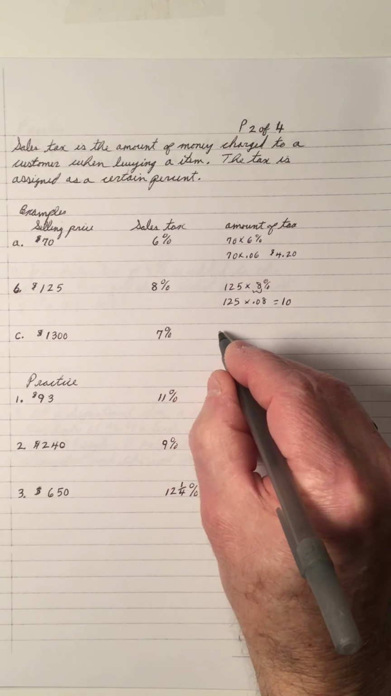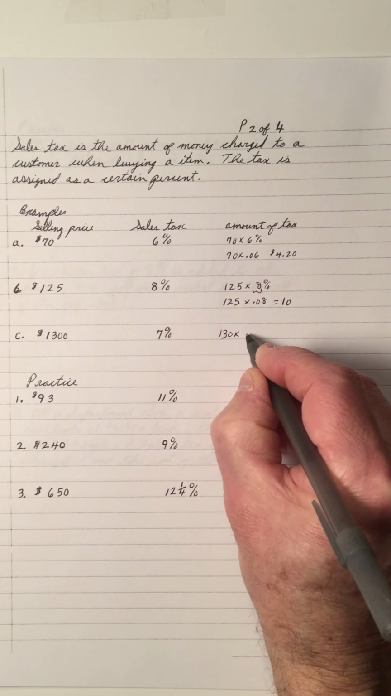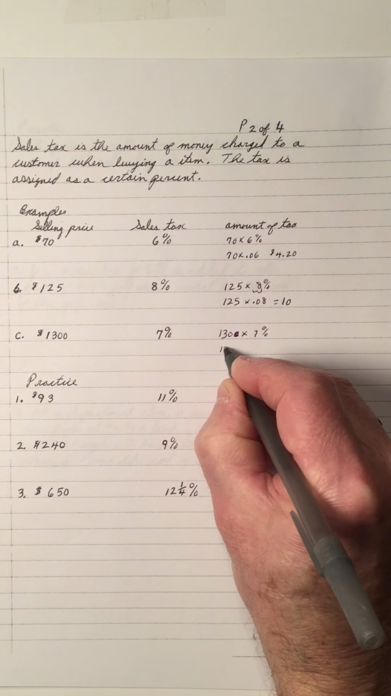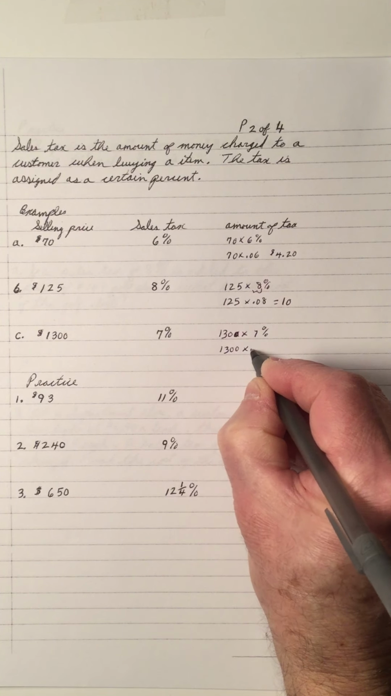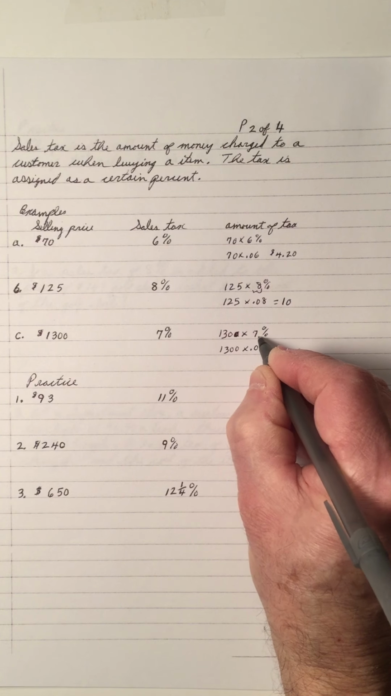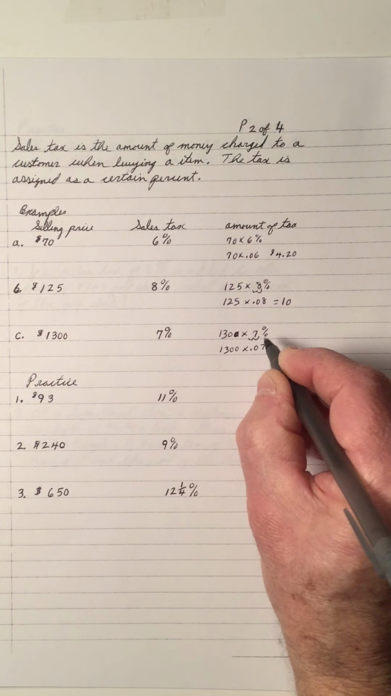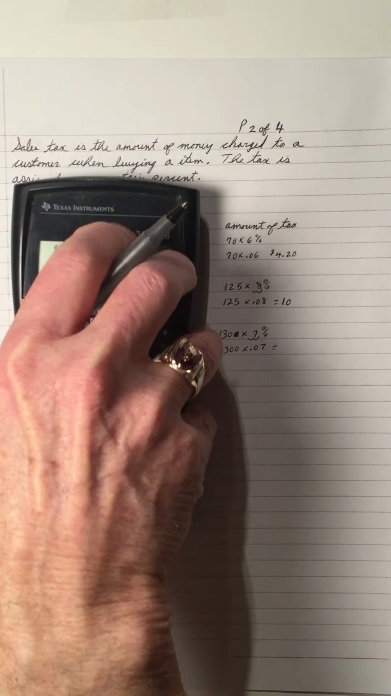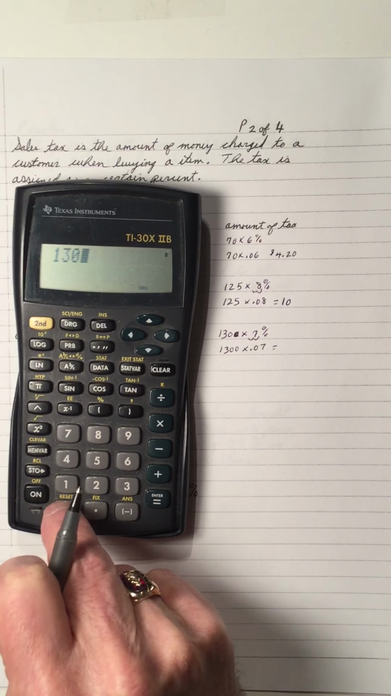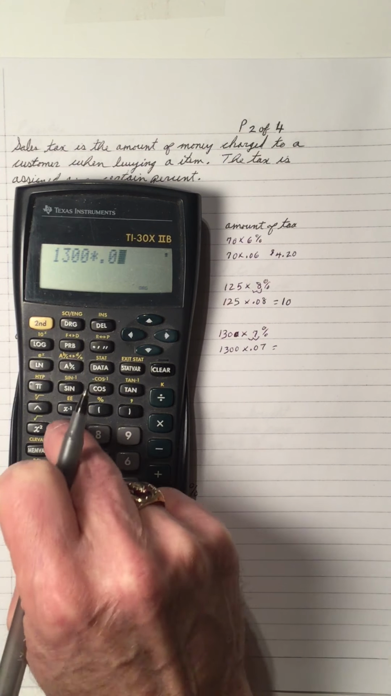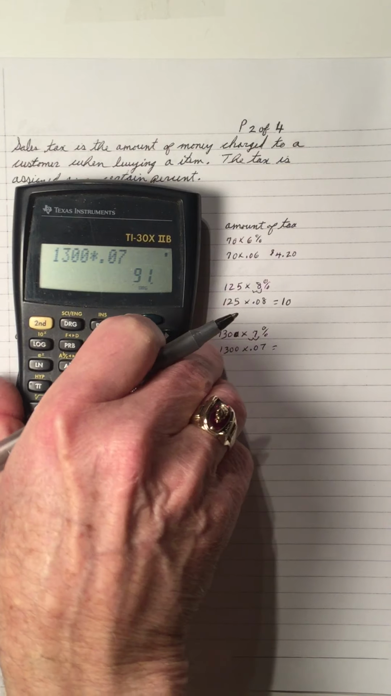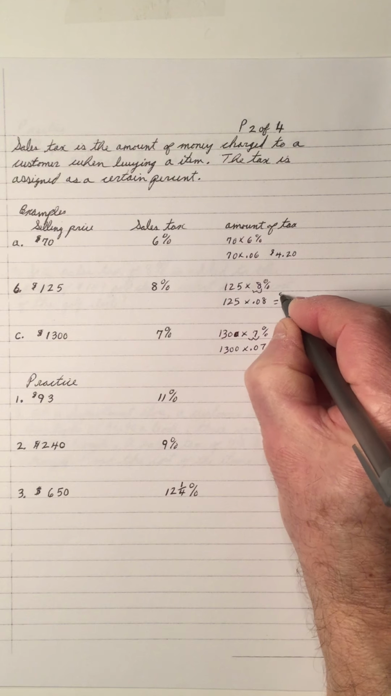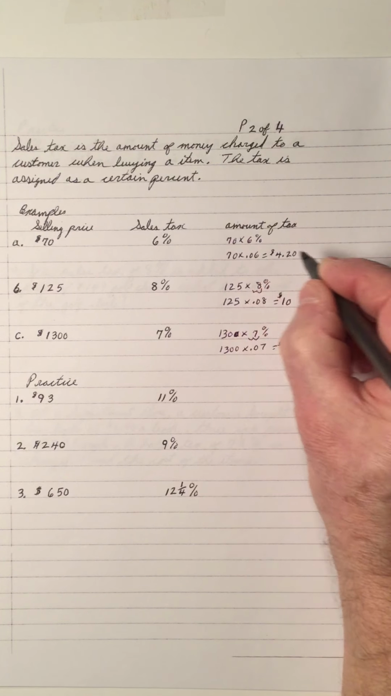$1,300 with a sales tax of 7% is $1,300 times 7%, which is $1,300 times decimal 0.07. The decimal is to the right, so two places to the left. And when you multiply $1,300 times decimal 0.07, that's easy. I get $91 sales tax. That's $10, and that's $4.20.